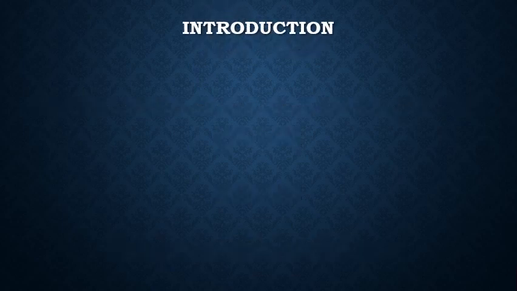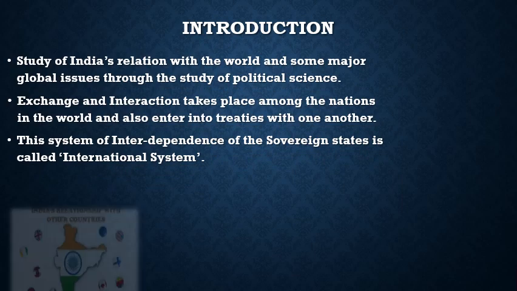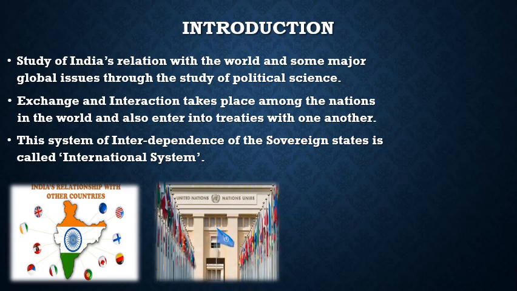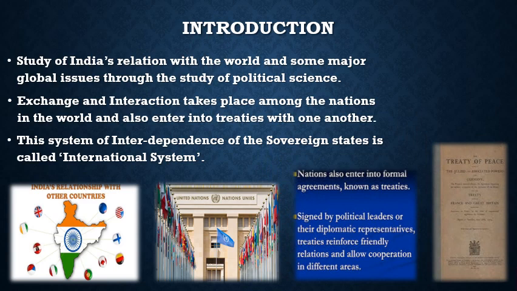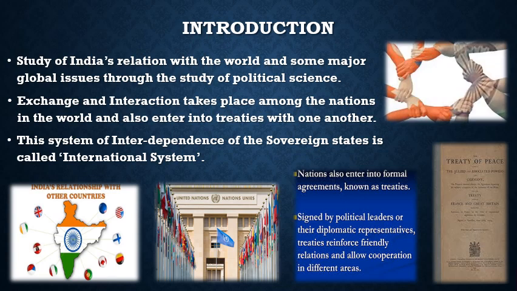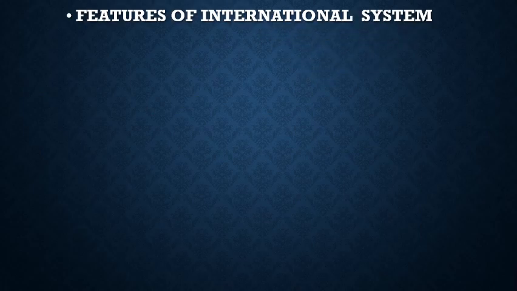In this chapter, we are going to study India's relations with the world and some major global issues. There are many independent nations in the world like India. Some exchange and interaction goes on between them constantly. These independent states also enter into treaties with each other. A system of all these independent sovereign states comes up. We call it the international system. Let us now study the features of the international system.